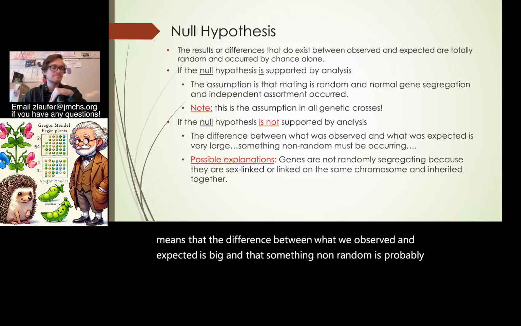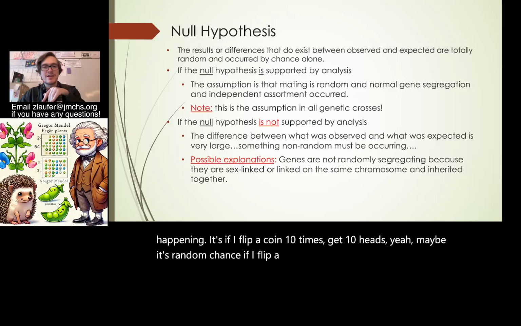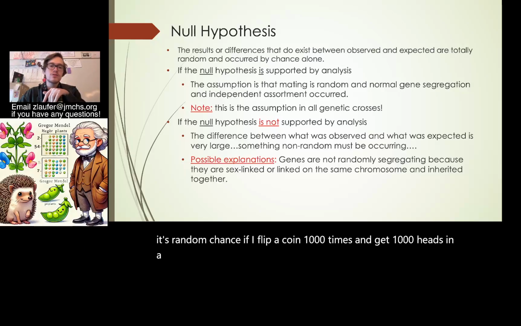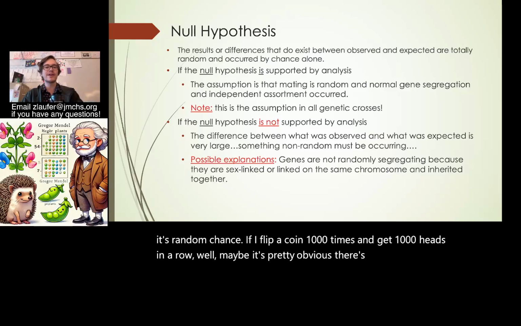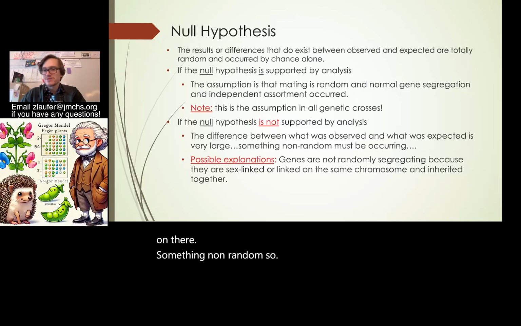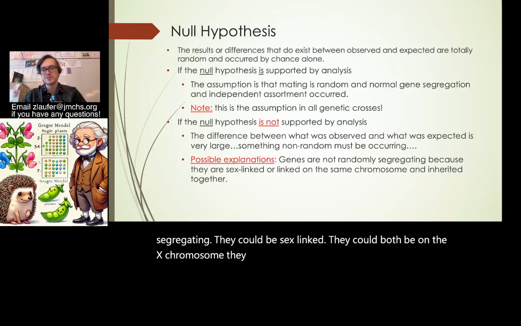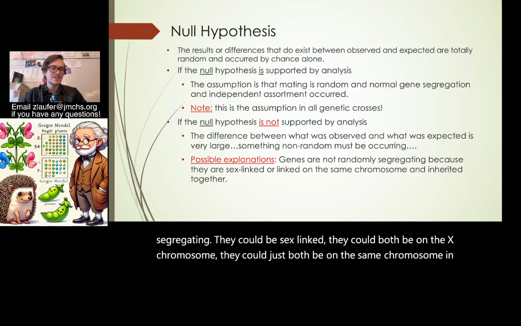If I flip a coin 10 times and get 10 heads, maybe it's random chance. If I flip a coin 1,000 times and get 1,000 heads in a row, well, maybe it's pretty obvious there's something going on there, something non-random. So possible explanations for this is just genes are not randomly segregating. They could be sex-linked. They could both be on the X chromosome. They could just both be on the same chromosome in general and inherited together.